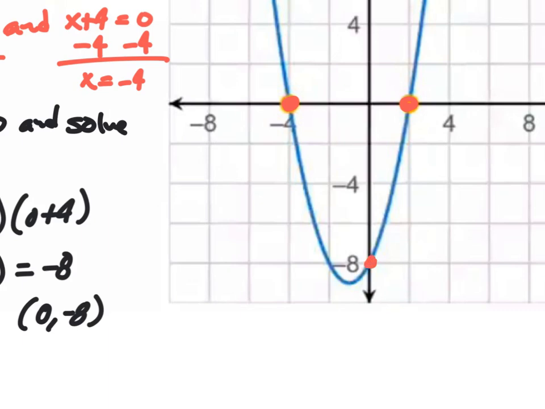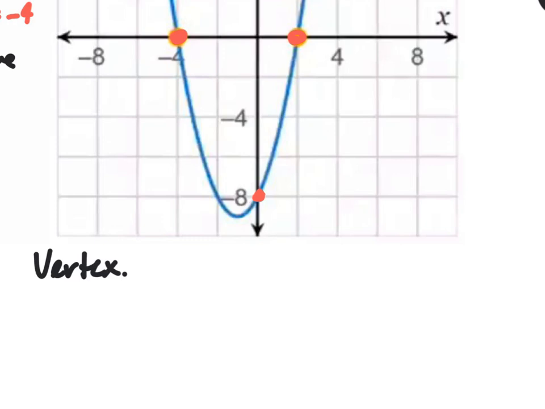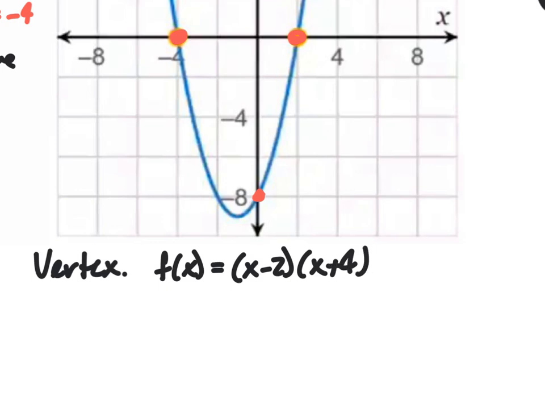The next thing I want to do is calculate the vertex. Let me copy down my function again: f of x is equal to x minus 2 times x plus 4. What I'm going to do here is put this back into standard form. This is in factored form right now, so I'm going to FOIL this all out.